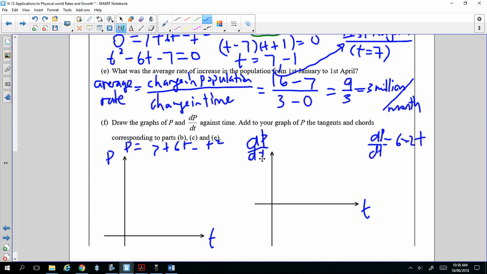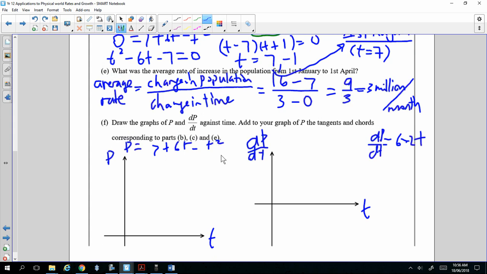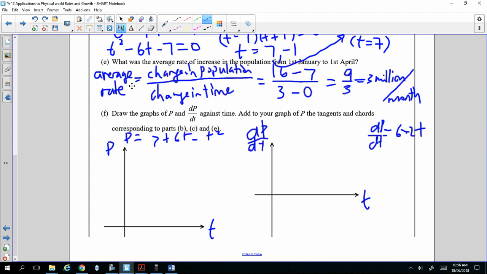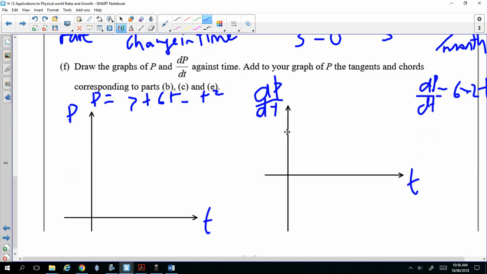But when you draw it, you can actually use the information you found earlier. Now, what was the initial population? 7. So that means it starts from 7. And what's the highest population? 16, right? After 3 months. And when was it eliminated? After 7 months. So now we already have 3 points. So you can use the information in the question. So it's maximum after 3 months, 16 million.